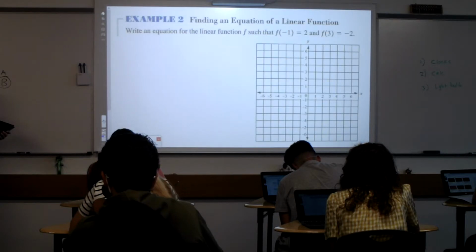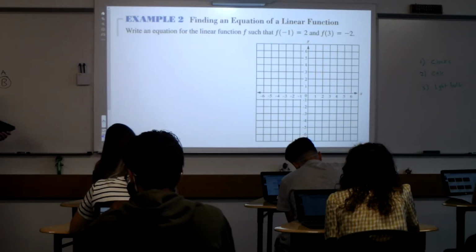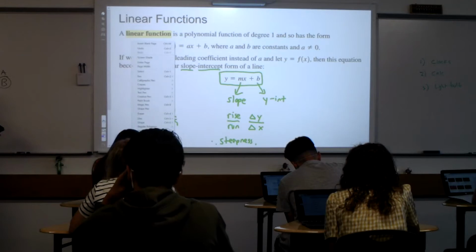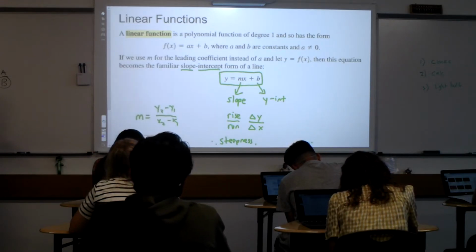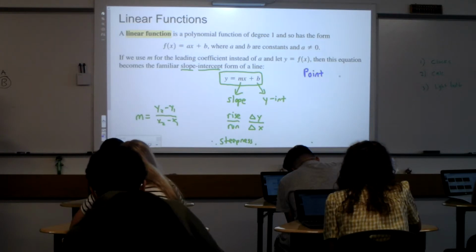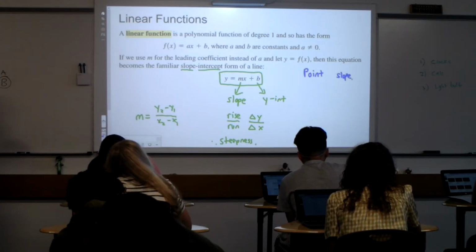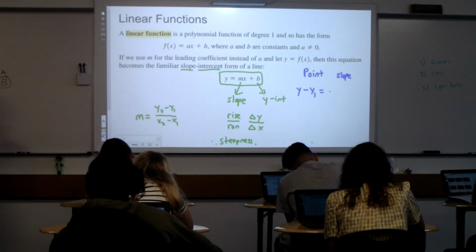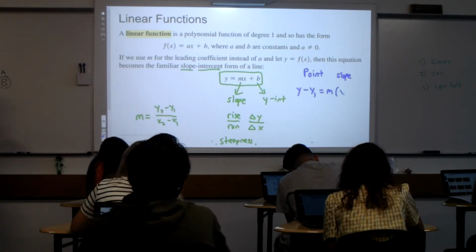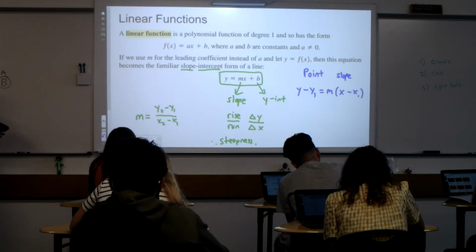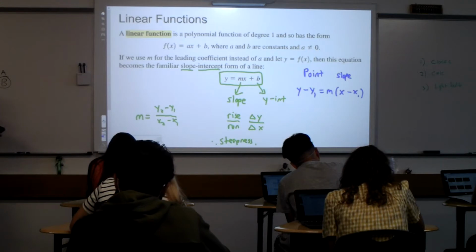Alright. Now I'm going to go back actually. Let me show you the other form, it's called point-slope. So I'm going to change this. Point-slope, instead of slope-intercept, gives you a point and the slope. The equation is y minus y1 equals m(x minus x1). So this is another way you could write the equation of a line.